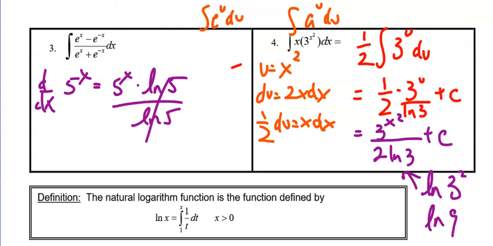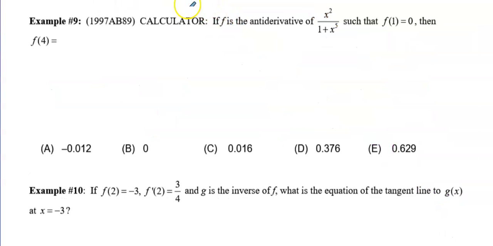All right, so one more question for you. Example number 9, it says, if f is the antiderivative of x squared over 1 plus x to the 5th, such that f of 1 equals 0, then f of 4 is equal to what? This is a classic example where you have to use a calculator. And so if I'm integrating from 1 to 4, I'm going to integrate from 1 to 4 of the function.